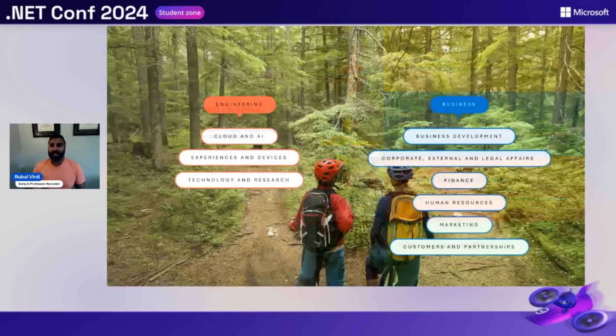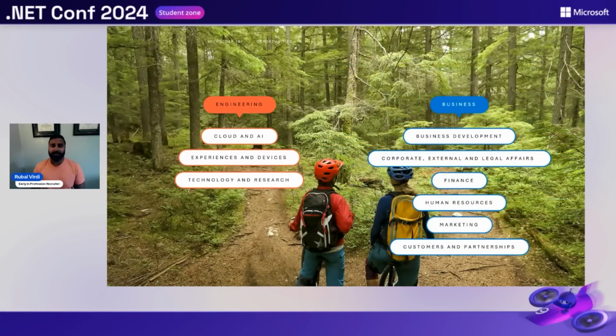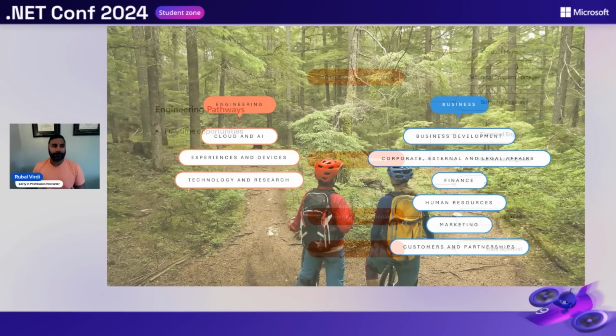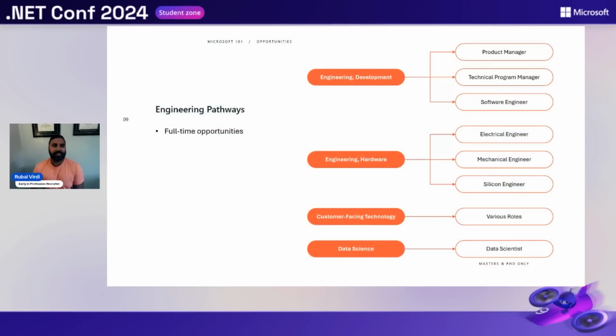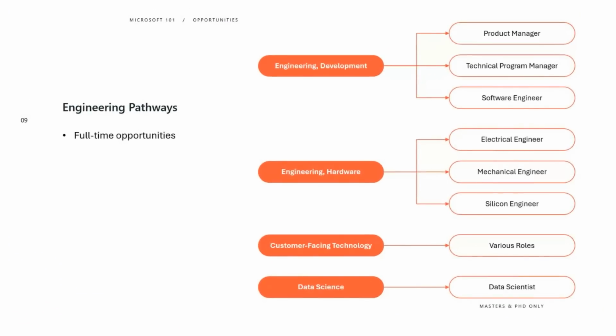Here's just a little breakdown of a couple different business groups that you would come across at Microsoft. So as you look to apply, here's a couple of the groups. Keep in mind, this isn't a comprehensive list. And specifically, here are the engineering pathways for full-time opportunities. The next slide will have a list of opportunities, or the breakdown for internships as well.